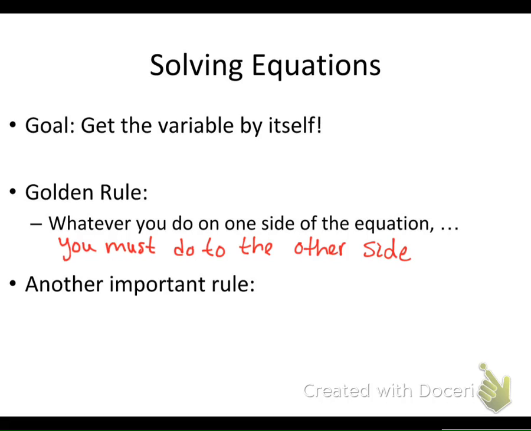The next part then, it says another important rule. The other important rule says to get rid of things on one side of the equation, you must do the blank operation. Opposite, but the true term is inverse. Okay?